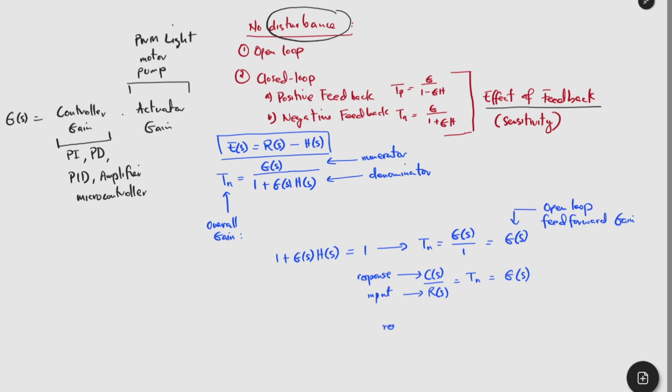To find the response of the system, we now have C(s) equal to G(s) times R(s). This is our feed forward gain times the input, which gives us the output. Therefore, this occurs when the denominator is equivalent to 1. The response of the system will behave such that when we increase the input R(s), the output will also increase. If we decrease the input, the output will decrease.